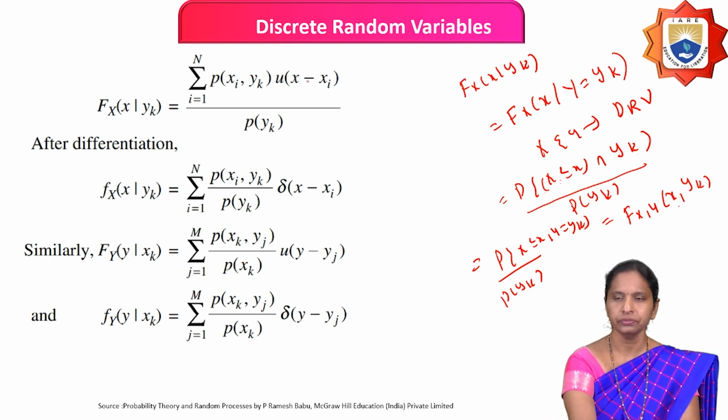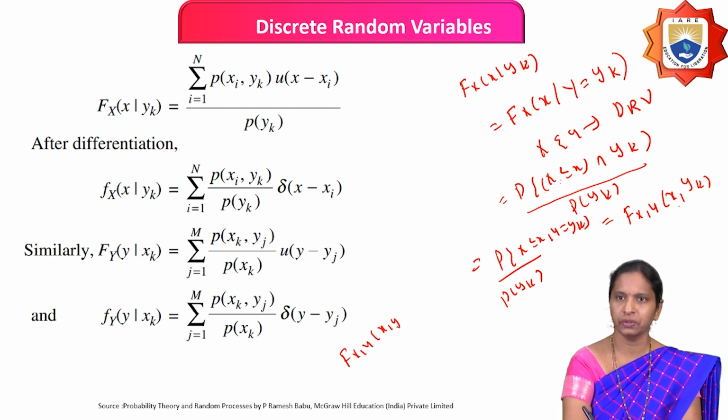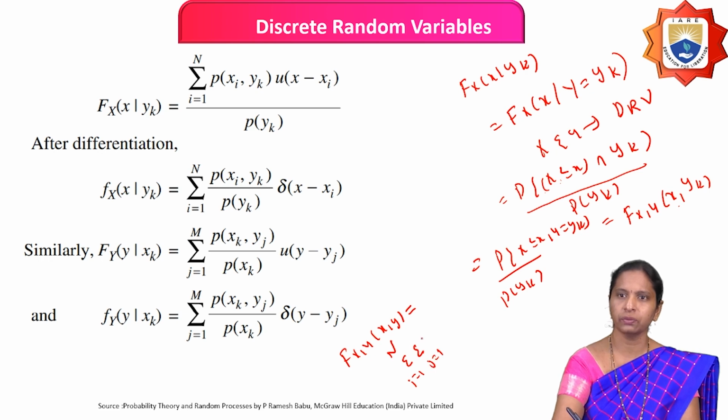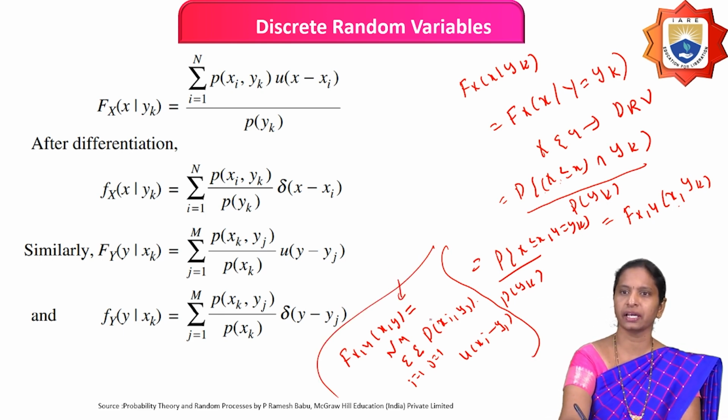So, we know the joint distribution function for discrete random variables. How can I write it down here? The joint distribution function of two random variables X and Y for discrete random variables is the sum over i equals 1 to n, sum over j equals 1 to m, of P(xi, yj) times u(x minus xi) times u(y minus yj). This is the joint distribution function for discrete random variables.